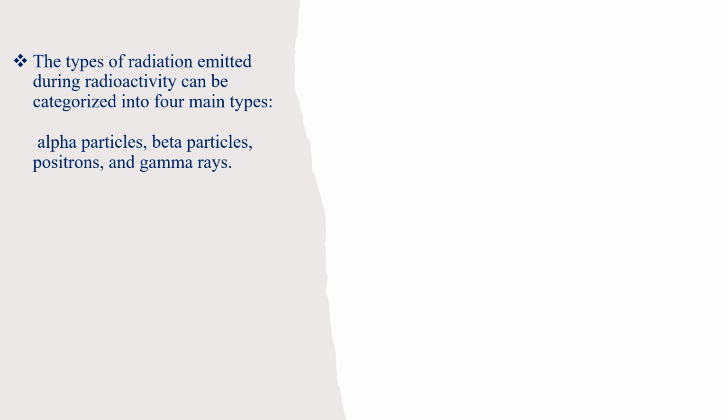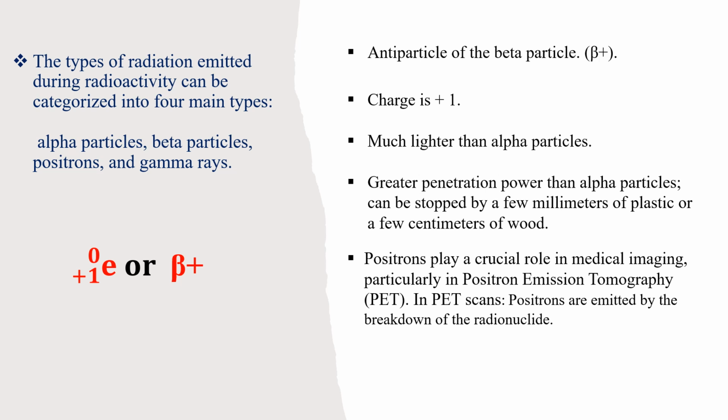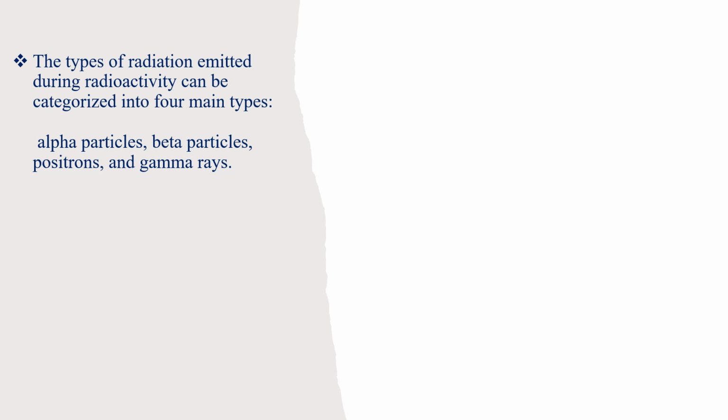The next type of particle we call positrons. Positrons are the antiparticles of the beta particles. We can use two symbols, the electron with zero mass and +1 charge, or the Greek letter beta with a positive charge. The charge is +1, mass is 0. Like a beta particle, much lighter than the alpha particles, so penetration power is moderate compared to the alpha. Positrons play an important role in medical imaging, the PET scan, which is positron emission tomography. Here the positrons are emitted by the breakdown of the radionuclide.